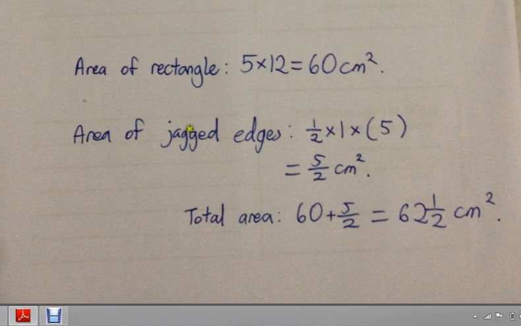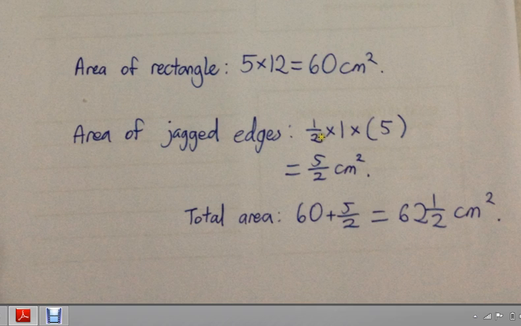Now this question requires us to find the area of the given figure. First we break it into two parts, the rectangle and the jagged edges. So the area of the rectangle is simply the length times breadth, which is 5 times 12 equals 60 square centimeters. As for the jagged edge, you notice that it is actually made up of triangles.